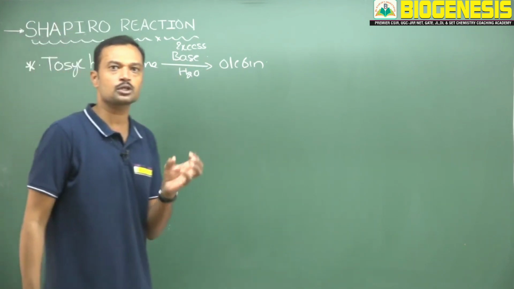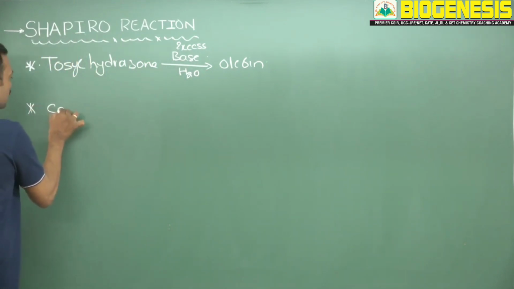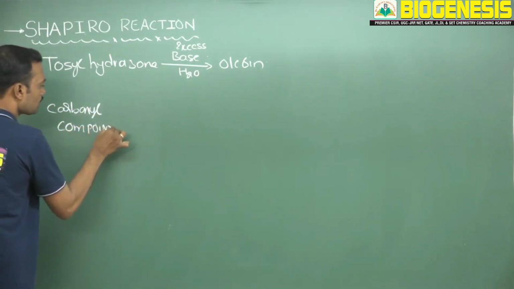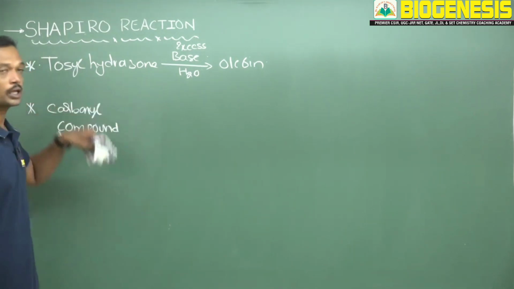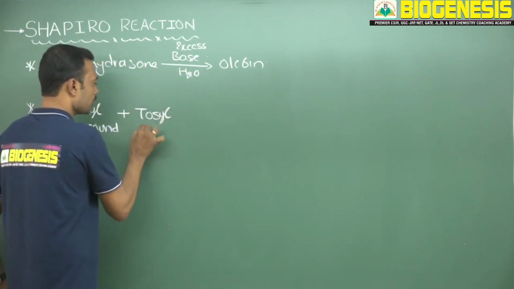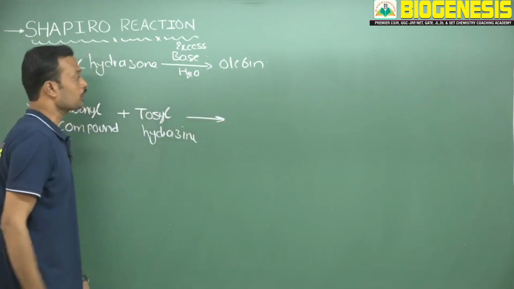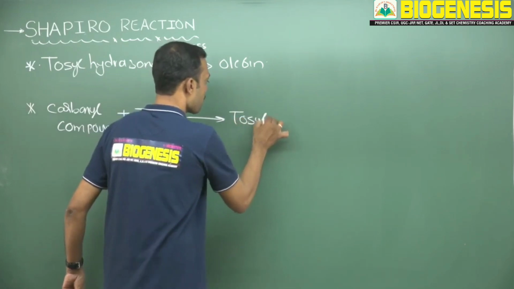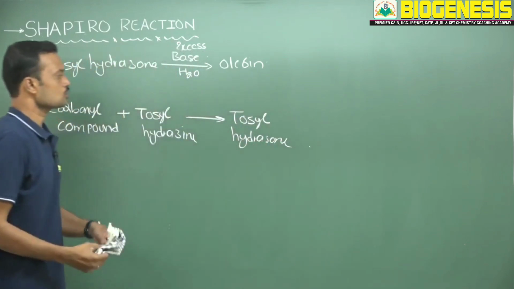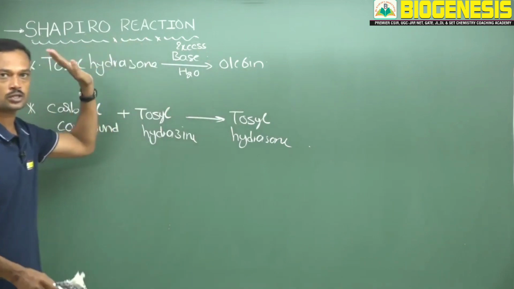It is one of the indirect methods to convert a carbonyl compound to an olefin. Initially we are taking a carbonyl compound. After taking this carbonyl compound, it gets converted to tosyl hydrazone by reacting with tosyl hydrazine. This is a tosyl hydrazone. After getting this tosyl hydrazone, on treatment with base, it is converted to the olefin. So that is the actual Shapiro reaction.